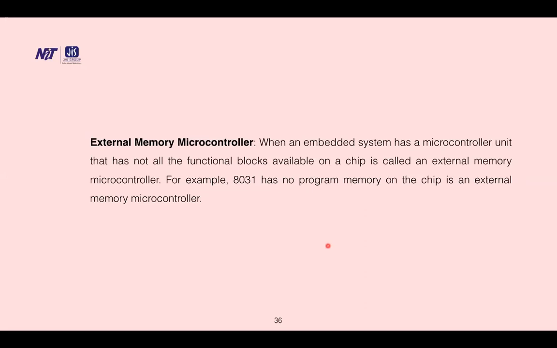External memory microcontroller: when an embedded system has a microcontroller unit that does not have all the functional blocks available on a chip, it is called an external memory microcontroller. For example, the 8031 has no program memory on the chip. It is an external memory microcontroller.